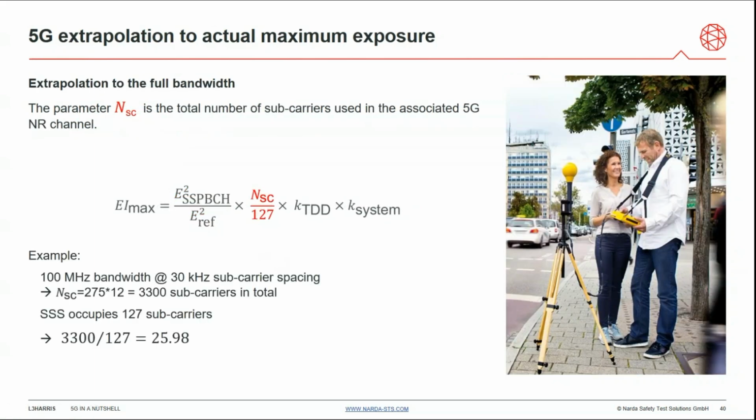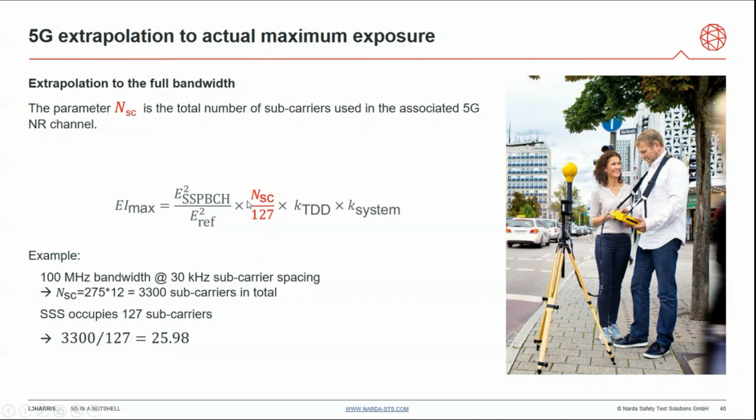The next is the extrapolation to the full bandwidth. If it's the maximum possible bandwidth for the lower frequency range of 5G, we have 100 megahertz bandwidth with 30 kilohertz subcarrier spacing. So the total is 275 times 12, so 3,300 subcarriers in total. So we need to calculate on that and put in the ratio between the total subcarriers and the subcarriers of the SSS, which occupies 120 subcarriers. So the respective factor in that case is 26.